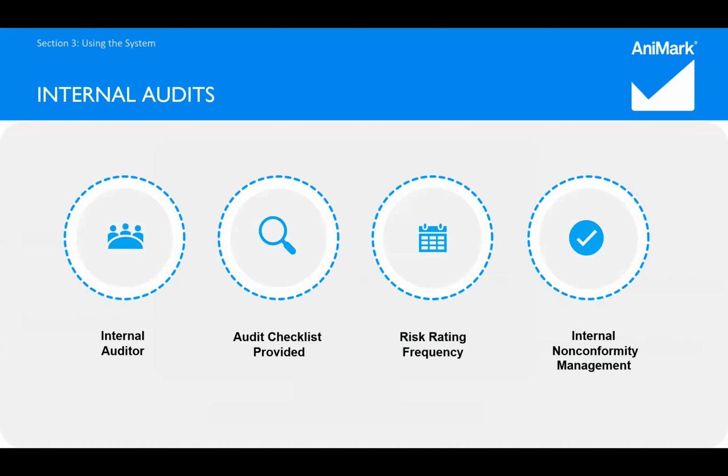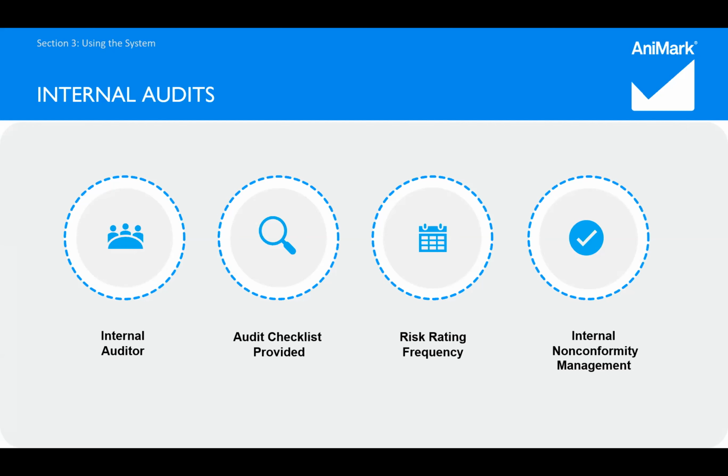So the first thing I want to talk about now is internal audits, as they're likely to be the first thing you complete in the system once you gain access. The key things to remember about internal audits are that they're completed by your trained internal auditor. There's an audit checklist provided to you that needs to be completed. The checklist can be started and saved, and you can come back and finish it off later on. That means that there's no need to do it all at once, or you can complete it in the field and come back and enter the data in when you're ready.